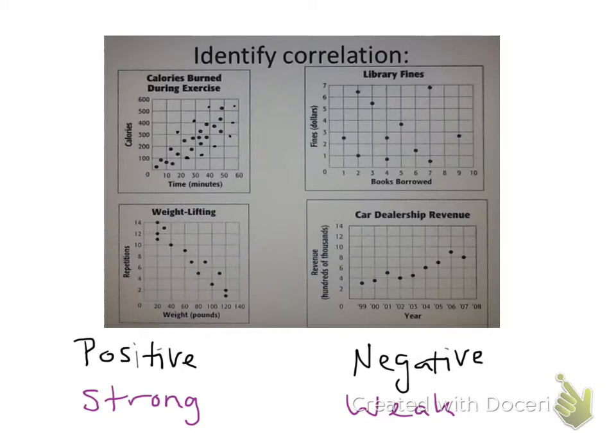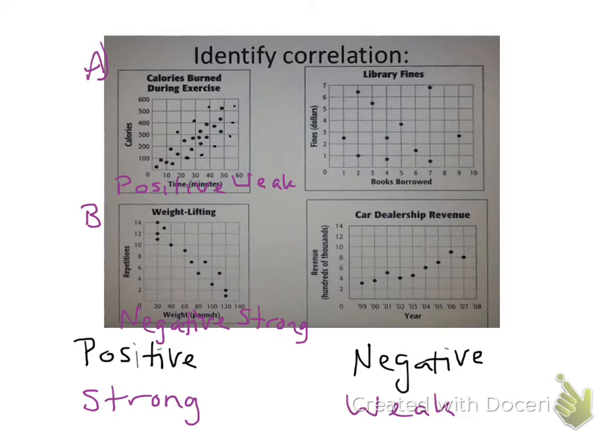So let's look at this first example here, calories burned during exercise. That's going to be a positive correlation. And do you think that it's weak or strong? Well, it doesn't make a very good line, so we're going to call that a weak correlation. What about letter B? This one's going down, so that means it's a negative correlation. But you notice how it makes a much tighter grouping? It looks more like a line. So we would call that strong.